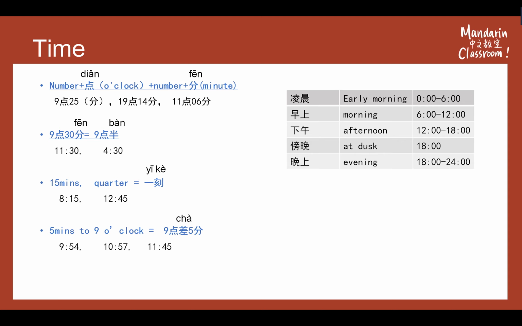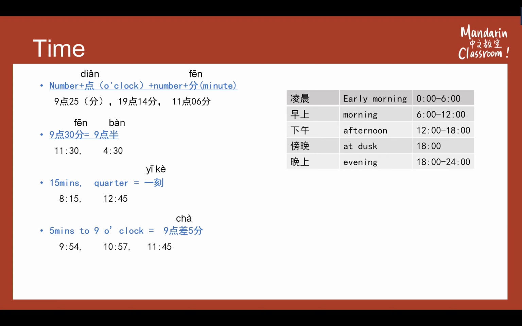早上. We have learned that before, right? It means morning. So it's around 6 a.m. to 12 a.m. Right? It's just not very accurate. It's just approximate. 下午, afternoon. It's about 12 p.m. to 6 p.m. And we have another word. 傍晚. It means at dusk. It's around 6 p.m. And evening is 晚上.